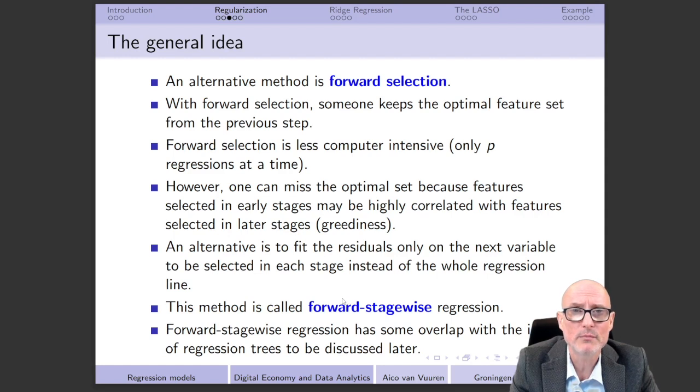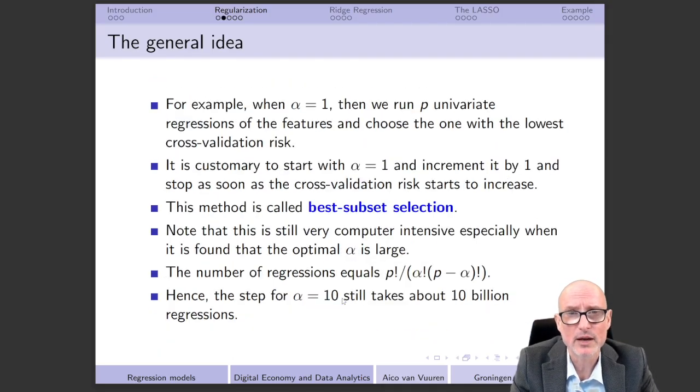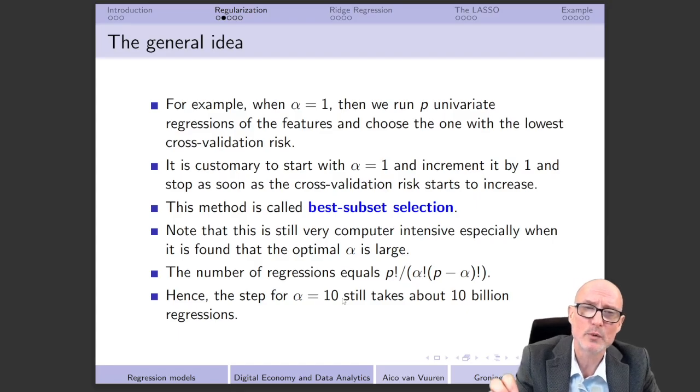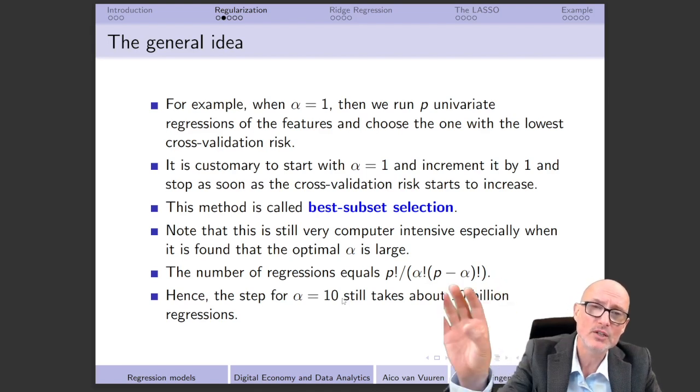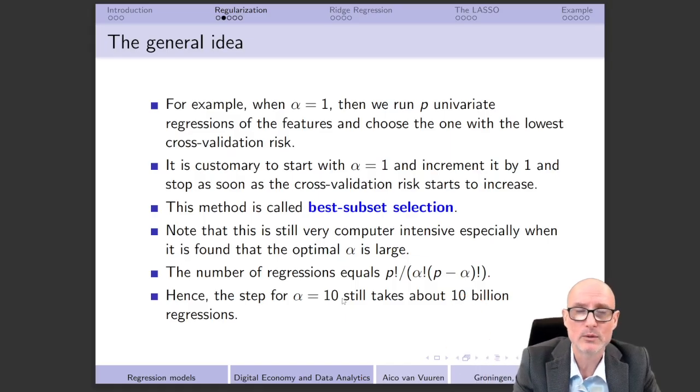An alternative method that has been used is so-called forward selection. With forward selection, someone keeps the optimal feature set from the previous step. That's different from best subset selection, where we start with alpha equal to 1, and then after alpha equal to 1 we go on with alpha equal to 2. That means we have to run all the different regressions, and we are not going to use the information that we already had from alpha equal to 1.